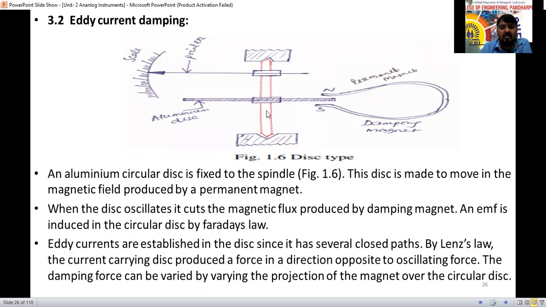According to Lenz's law, do you know it? According to Lenz's law, it opposes the current carrying conductor here. Now whatever the direction is, it is going to be opposite. So because of the spindle rotation, eddy currents will be produced in the aluminum disc here. Now eddy currents are established in the disc. Since it has several closed paths, by Lenz's law the current carrying disc produces a force in a direction opposite to the oscillating force. Oscillating force means the direction in which the pointer rotates, and in the opposite direction this aluminum disc will produce the force here.